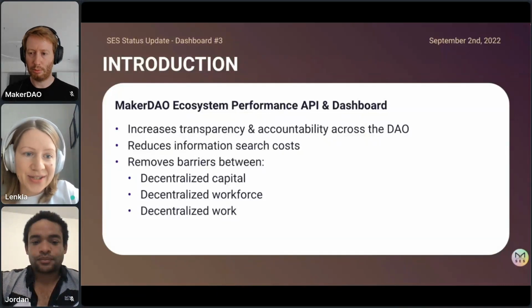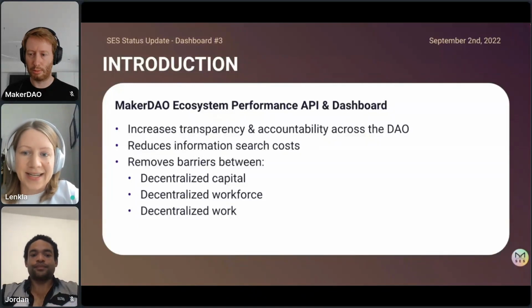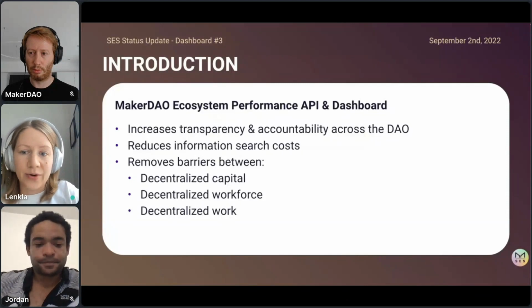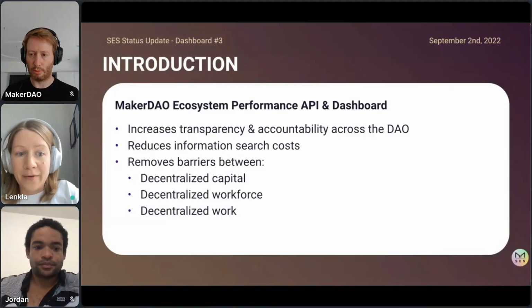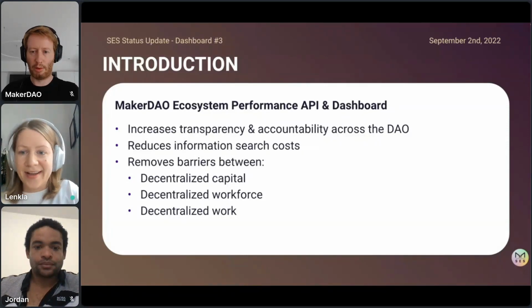Furthermore, to tie this to the SES mission, we are working towards removing barriers between the decentralized capital, workforce, and work. In this case, capital, we're talking about the expenses to the DAO and core unit budgets. Workforce, we're talking about the DAO contributors, specifically core unit members, and work, what initiatives and projects are ongoing.